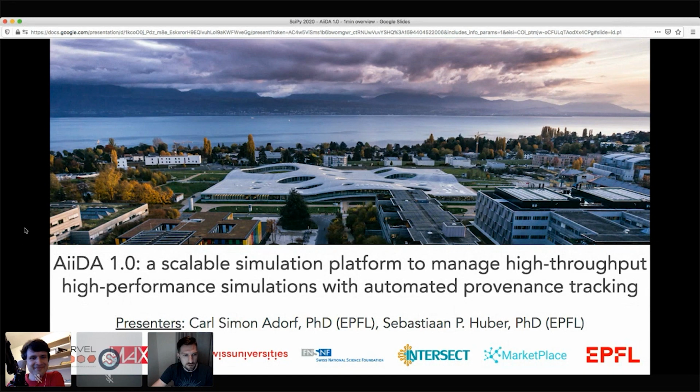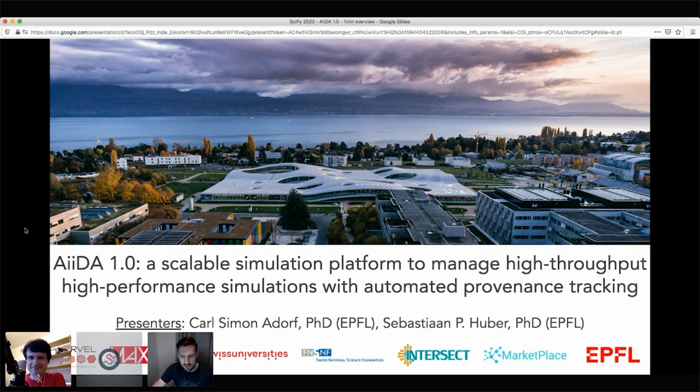So this presentation that we gave is on AIDA, which is a fairly mature software for managing simulation workflows, specifically for the high throughput and high performance space, and with a special attention to automated provenance tracking. The talk was recorded together with Sebastian, but there were a bunch of people involved in preparing it, including Leopold, who's joining me for the Q&A.